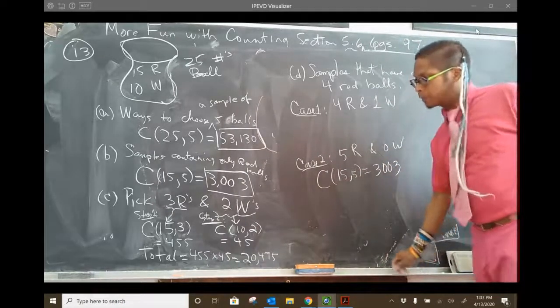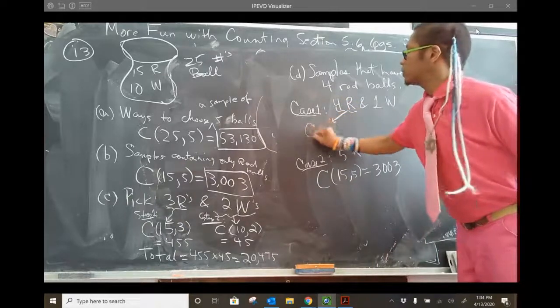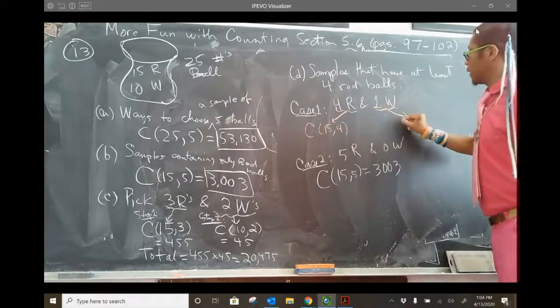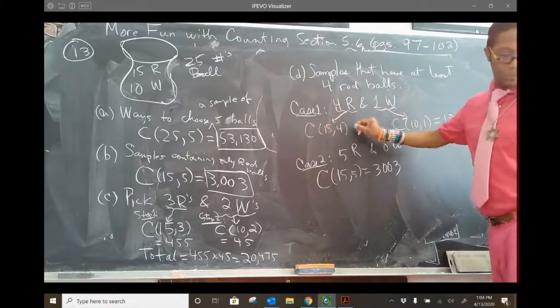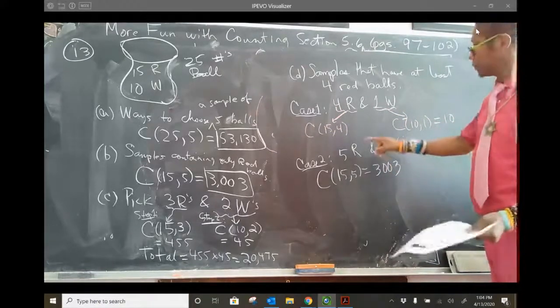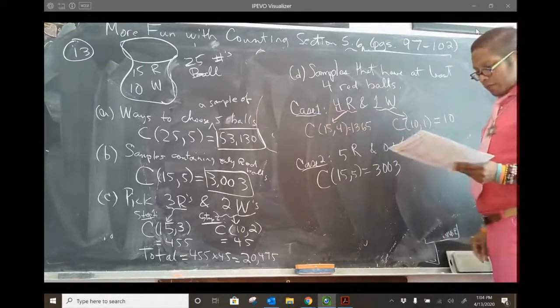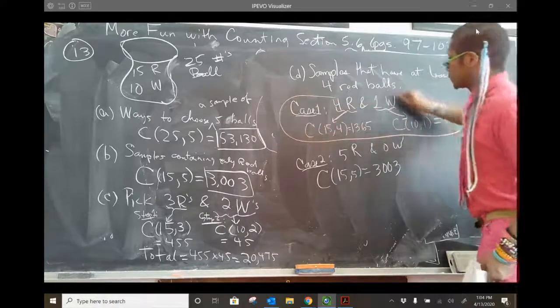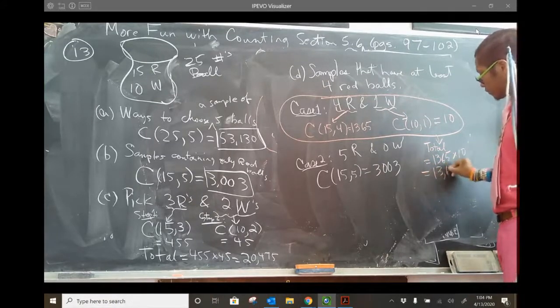Case 1, we split it up into the 2 possibilities, step 1 and step 2 again. Step 1, of my 15 red balls, choose 4 of them. And here, of my 10 white balls, choose 1 of them. This happens in 10 ways. And 15 choose 4 is 1365. So the case 1 total is 1365 times 10. In other words, it's 13,650.